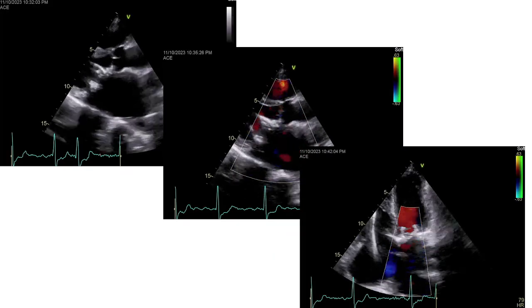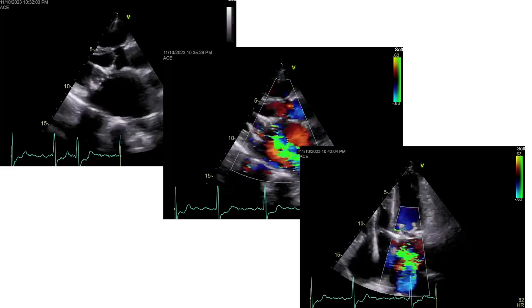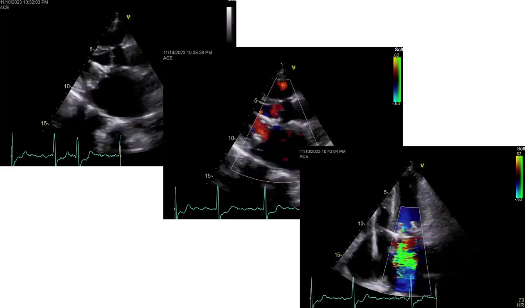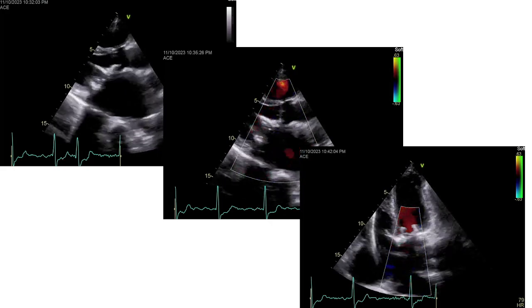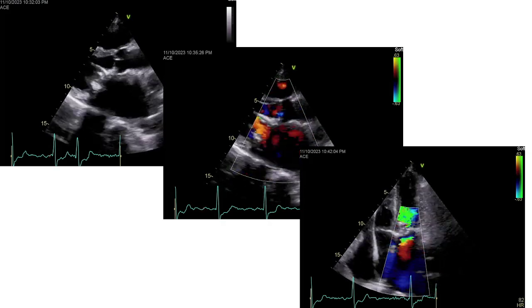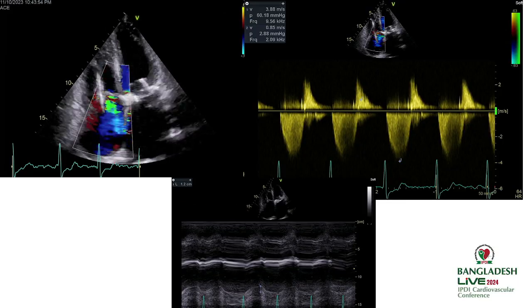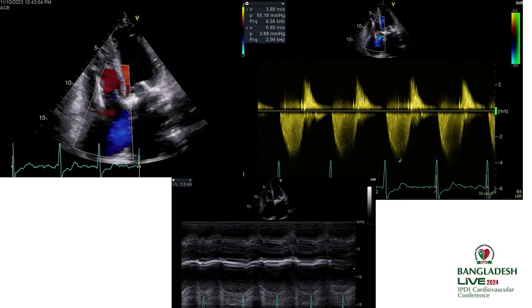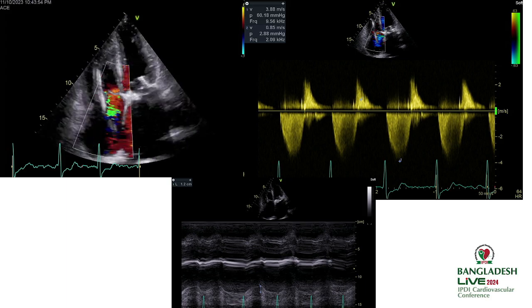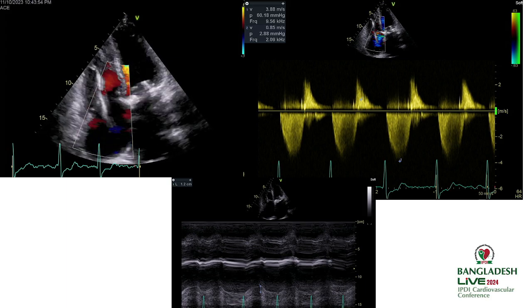This is the story of another middle-aged woman who had a history of implantation of a stented bioprosthetic valve 2 years ago, and she presented with respiratory distress and fatigue. We found she had severe mitral regurgitation, severe tricuspid regurgitation, pulmonary hypertension, and RV dysfunction. She also had a history of permanent pacemaker implantation.